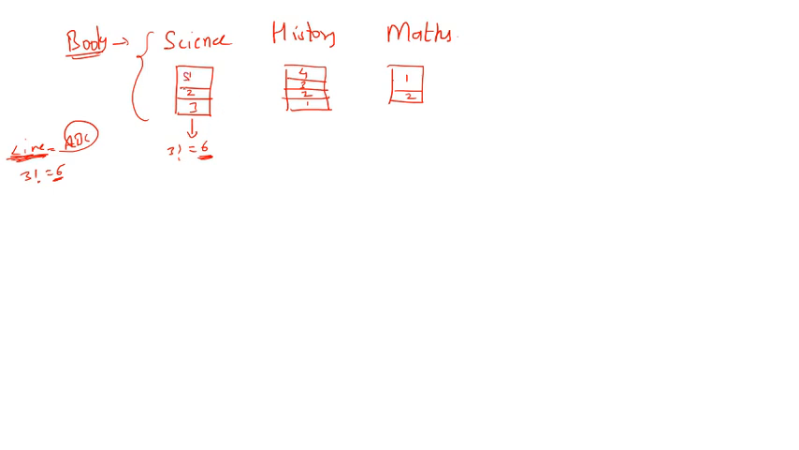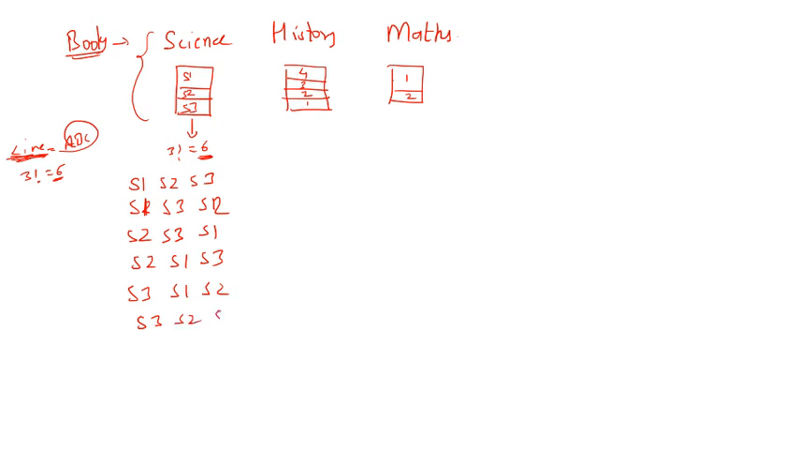If you don't understand, S1, S2, S3, science 1, science 2, science 3. Next S1, S3, S2. Next S2, S3, S1. Next S2, S1, S3. Next S3, S1, S2, and S3, S2, S1. So 1, 2, 3, 4, 5, 6. So in 6 possible ways I can arrange this.